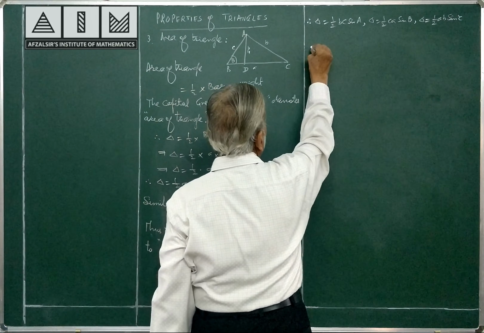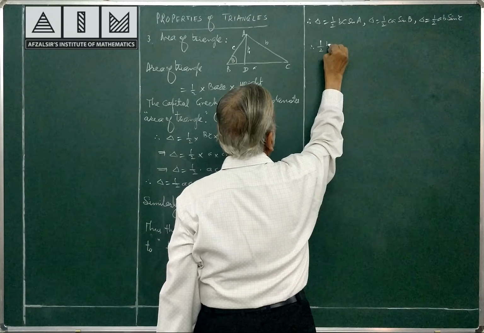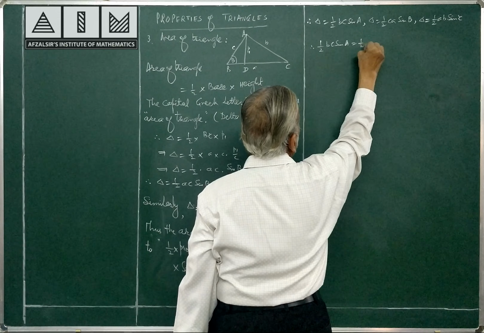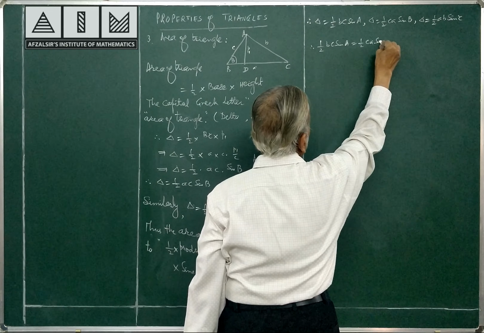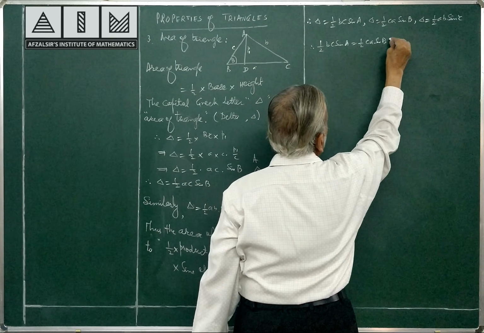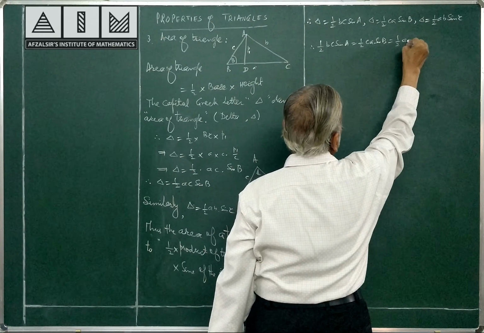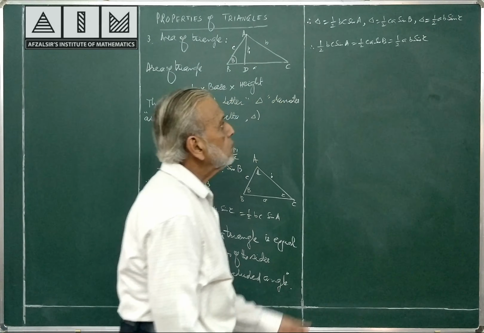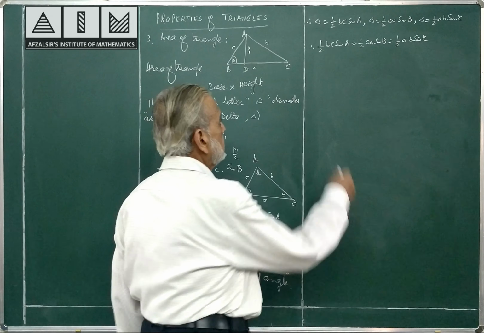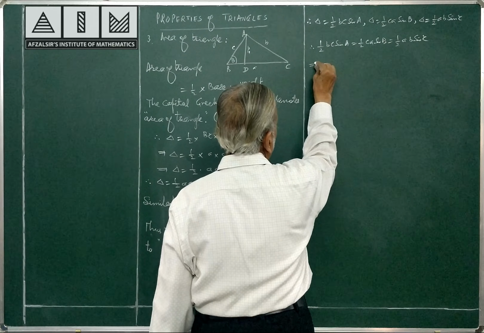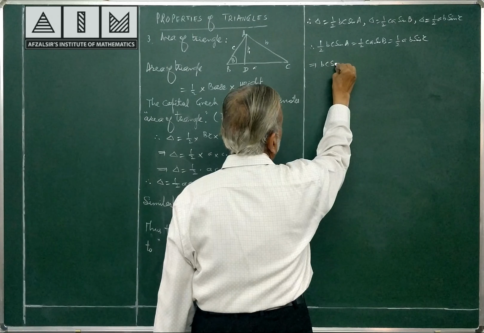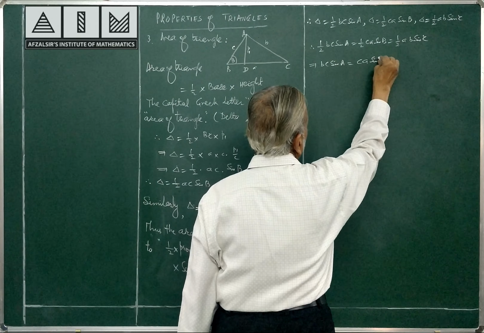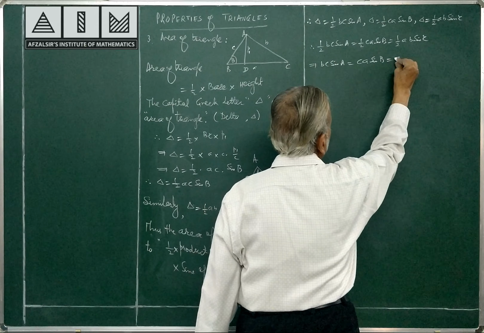That means that 1 by 2 BC sin A is equal to 1 by 2 CA sin B is equal to 1 by 2 AB sin C, as each is equal to delta. Cancel half from all. BC sin A is equal to CA sin B is equal to AB sin C.